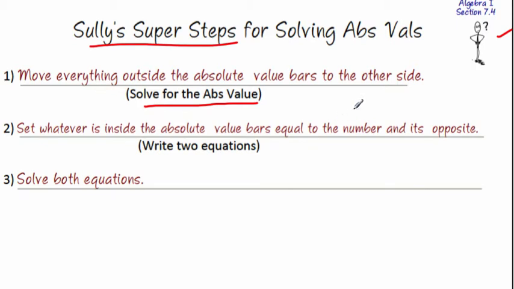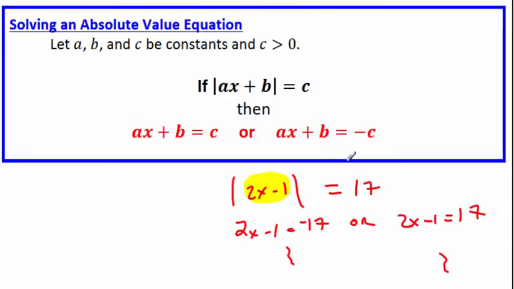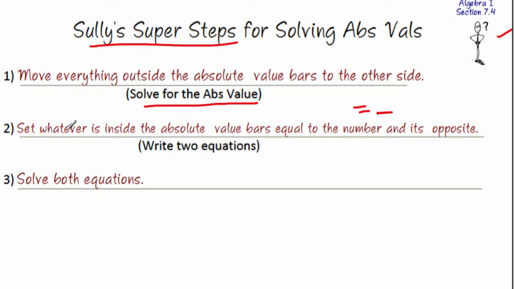And when we say the number, we mean the one that's by itself. In this example, we mean the 17. So the 17 and its opposite. You get that? So that's step 2. Basically, that means you write 2 equations, positive and negative. And step 3, you solve both equations. That's straightforward enough. And that's how you solve absolute value equations.